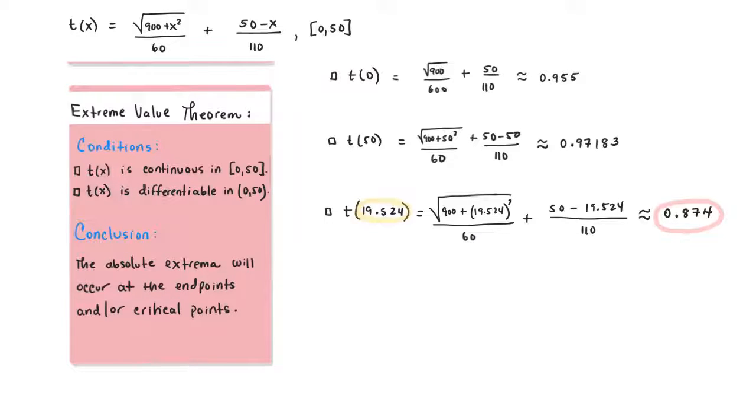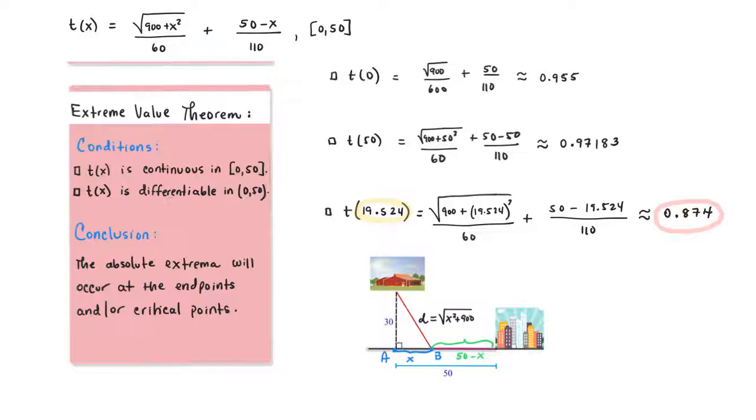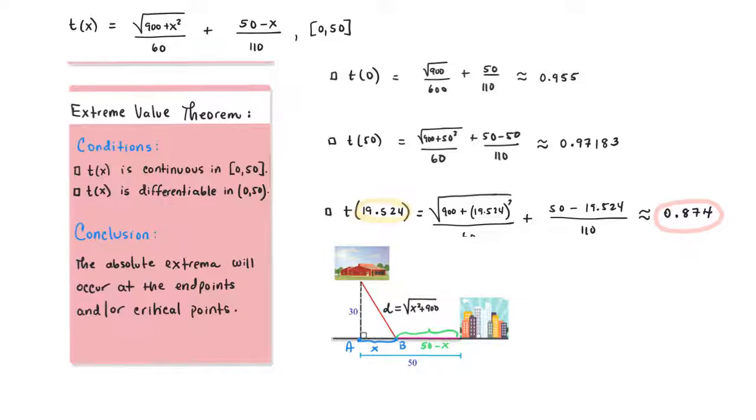And just in case we forgot about that, here I have that diagram again, and you can now see that x was representing this distance right here, the distance between A and B. That really means that this distance right here that I'm highlighting in blue should be 19.524.